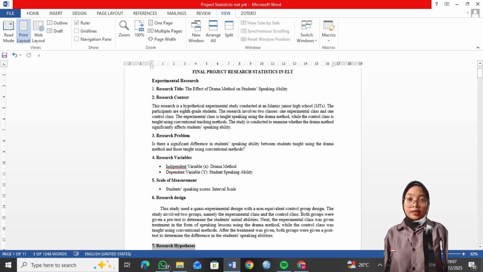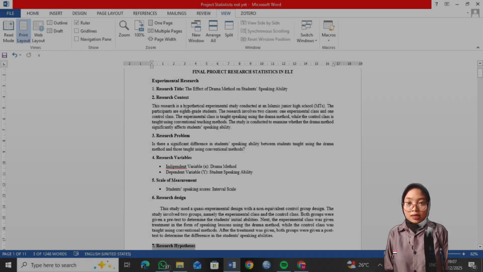For the research design, this study used a quasi-experimental design, especially a non-equivalent control group design. Both groups were given a pretest to measure their initial speaking ability. The experimental group then received treatment using the drama method, while the control group received conventional instruction. After the treatment, both groups were given a post-test.